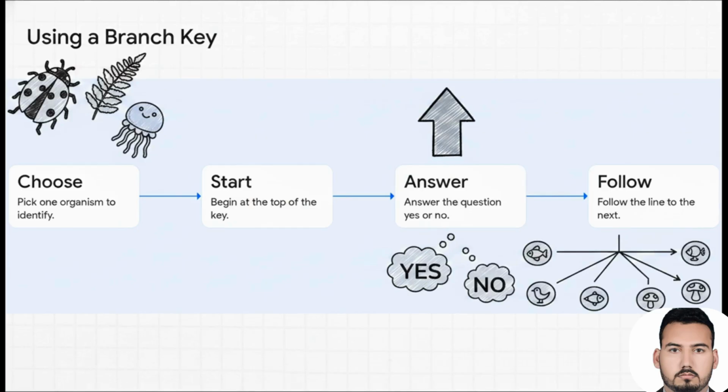1. Choose just one organism you want to identify. 2. Start at the very top of the key. 3. Look at the first question and answer yes or no based on what you see right there on the creature. 4. Follow the line down to the next question. You just keep repeating this process until you hit the creature's name.